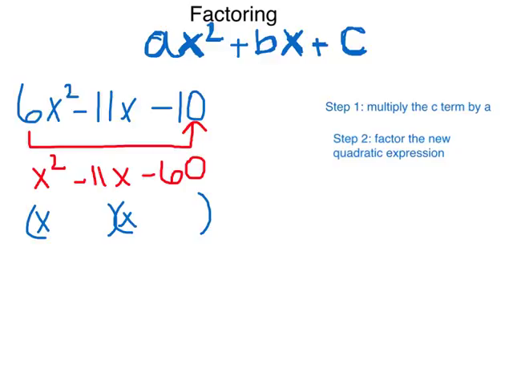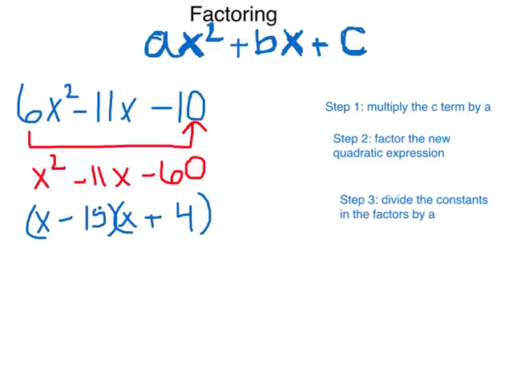6 and 10, which doesn't get us to 11. Maybe the numbers need to be a little bigger, so let's try 15 and 4. 15 minus 4 is 11, so that one will work. 15 and 4. And because the b term is negative, that means the bigger number is negative and the smaller one is positive.